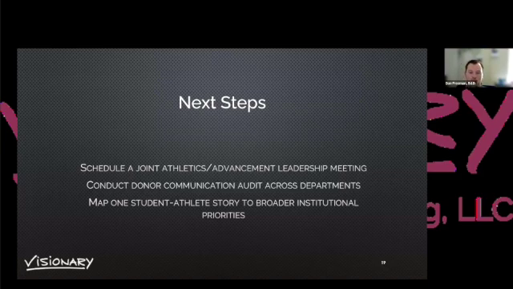And then map one student athlete story to the broader institutional priorities. One student athlete, you've got a successful one, you have one with a great story, someone who's doing an impact in the community, they're working with SAC, whatever student athlete development, whatever it may be. Pitch that one story and talk about that connection across the institution and the importance of how that can pull in athletics and academic people and put them in the same boat.